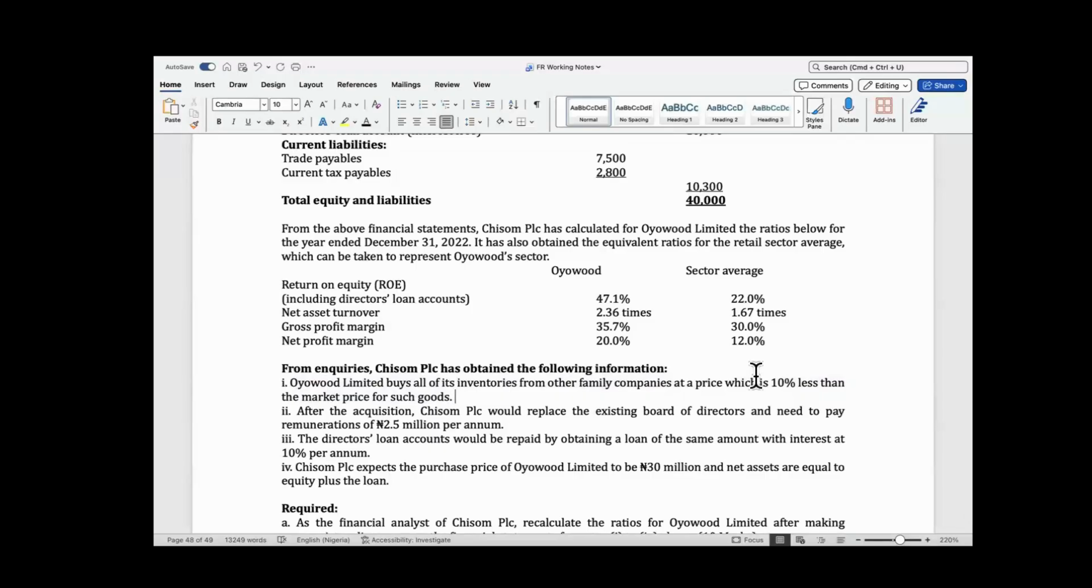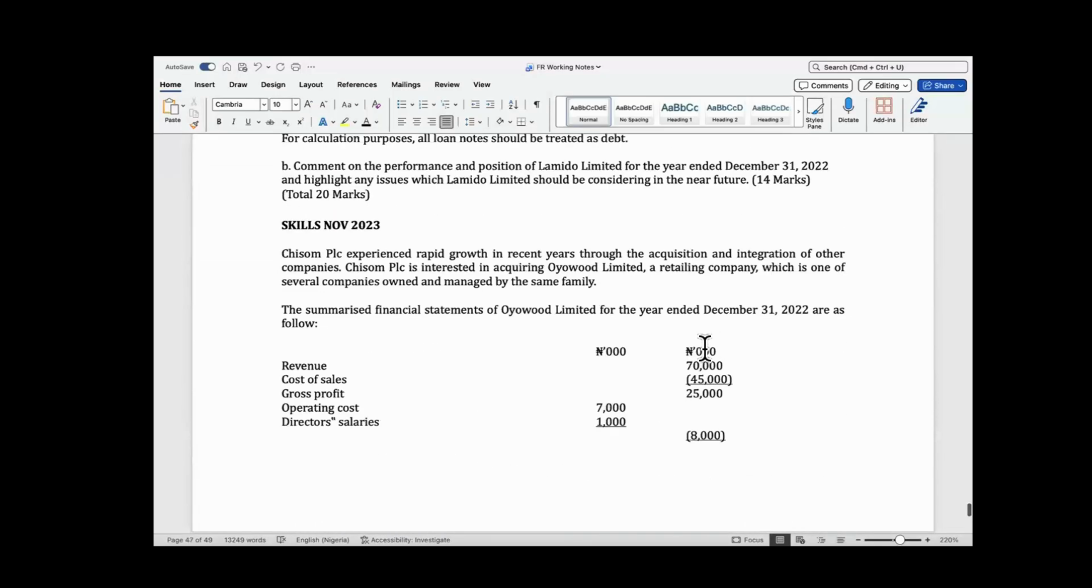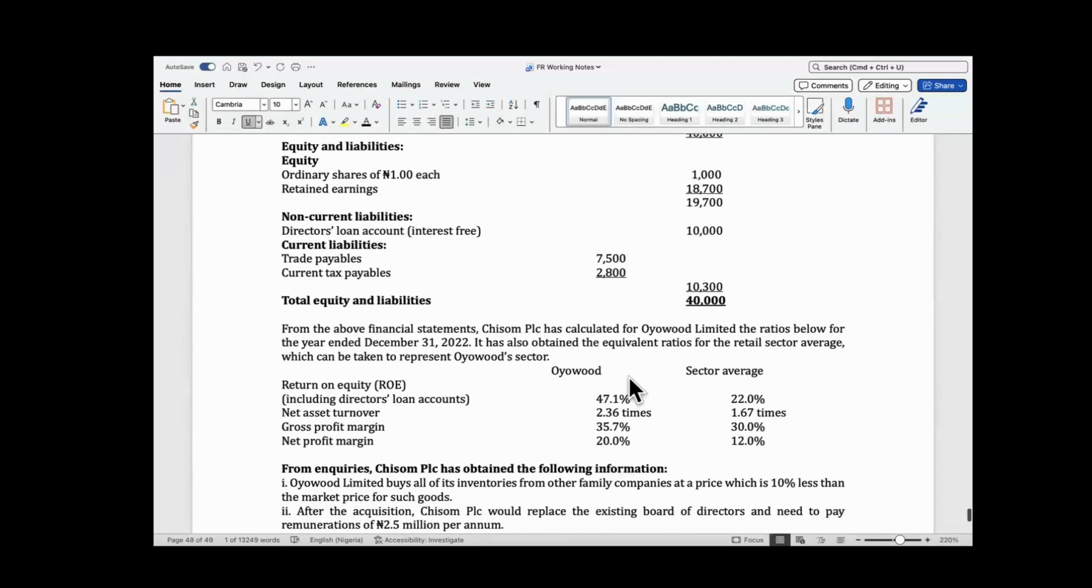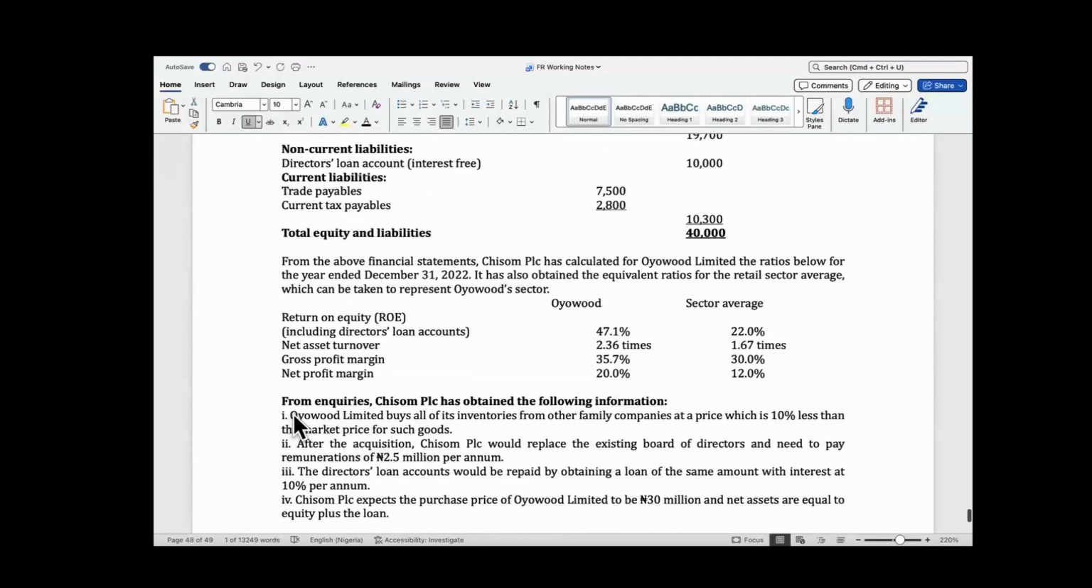So it's to increase the cost of sales of Oyo Wood by 10%, just so that we can compare it to be comparable with other companies. That's what we need to do with this information here. And if he has any inventory balance, because I can see gross profits, net profits, you don't need to adjust any inventory balance because it doesn't really affect anything.